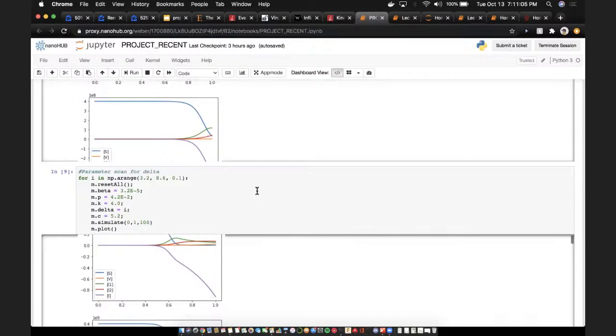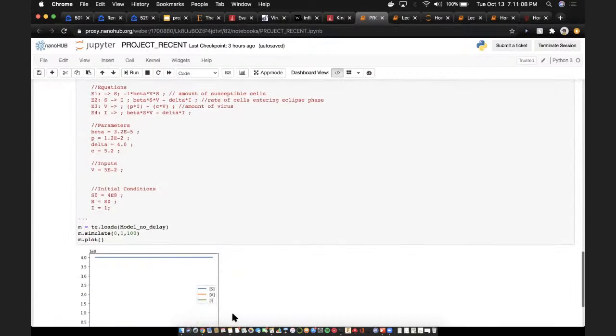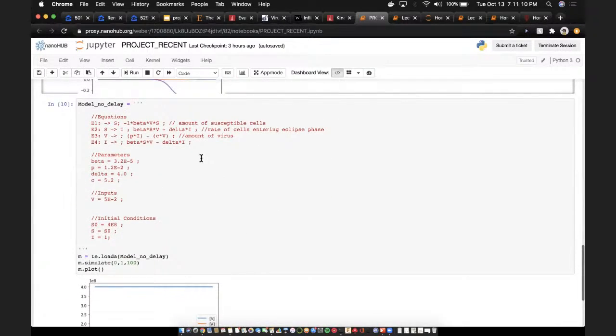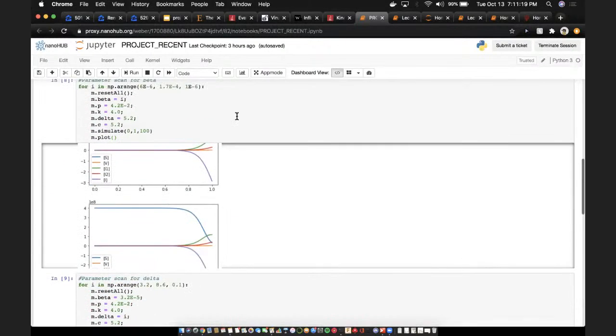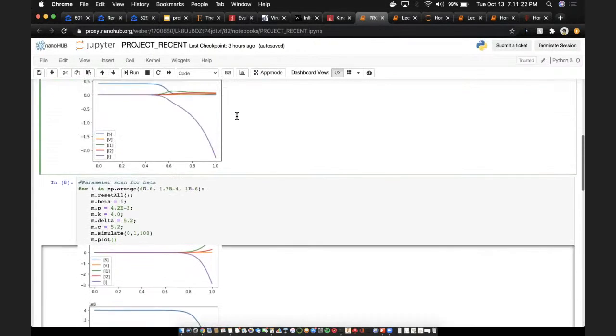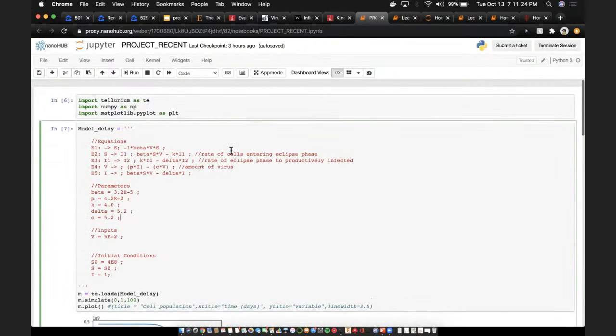And then my other model, I haven't really gotten to produce anything yet, but it's basically just a simpler version of the previous model without the eclipse phase. And this is over influenza A. After I get this model working, I'd like to implement the immune response and see how the immune response reacts with the viral load and how it clears or doesn't clear over time.